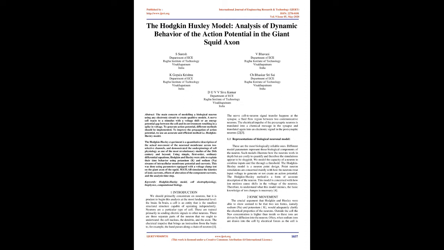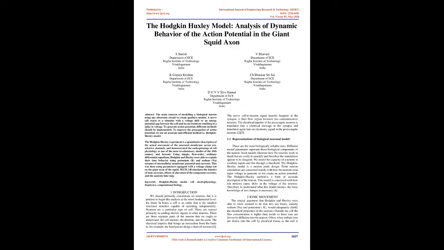The Hodgkin-Huxley model is a point neuron design. Point neuron simulations are concerned mainly with how the neurons treat input voltage to generate or not generate an action potential. The Hodgkin-Huxley method is a form of accurate description of the neuron. This model is concerned with how ion motions cause shifts in the voltage of the neurons. Therefore, to understand what this model mimics, the basic knowledge of ion changes is necessary.